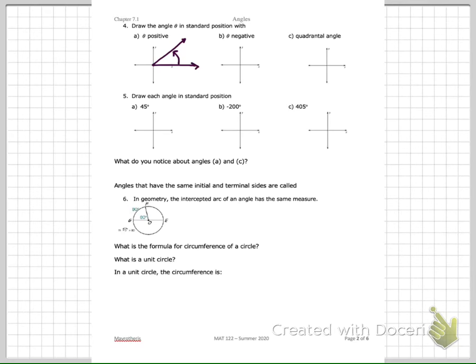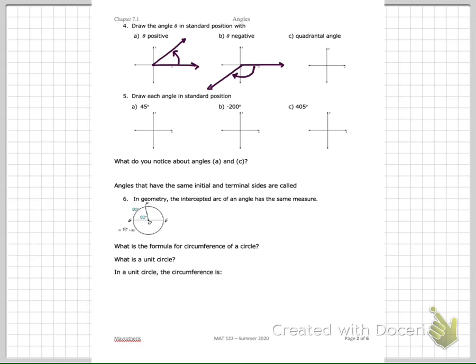Again, this is an acute angle between 0 and 90. We could have drawn one into quadrant 2, made it a little larger. We'll do that here in B where we're looking for a negative angle. So here's again our initial side. It's along the positive x-axis. This one is obtuse, but we've got this arc showing us which direction our angle is going.